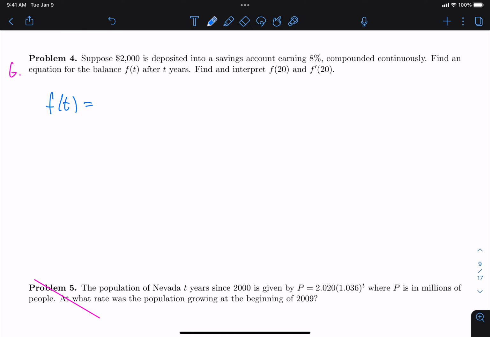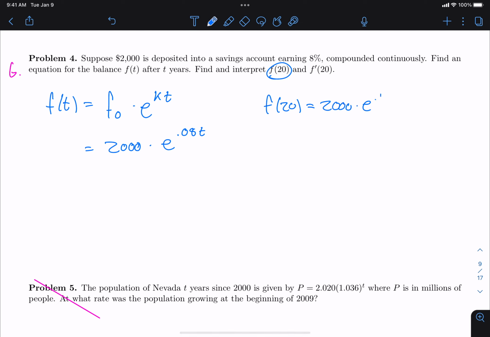Well, we know it should have the form f0 times e to the kt, where f0 is our initial investment, so that's 2,000. And then we multiply by e to the 0.08t. Then I can start with the first part, f of 20. It would be 2,000 times e to the 0.08 times 20. If we plug that in on our calculator, what do we get? 9,906-ish.